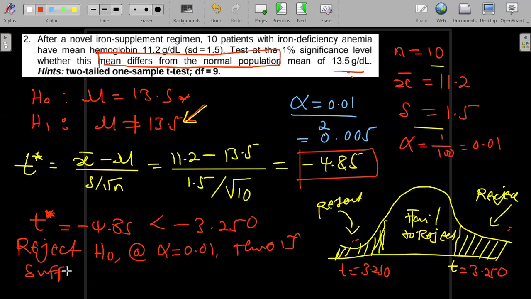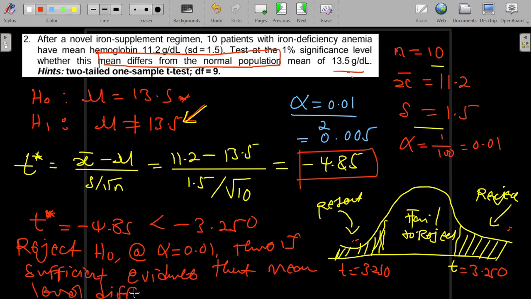Reject the null hypothesis and conclude that at a significance level of 0.01, there is sufficient evidence that the mean level differs from the normal population mean. Okay, that's how we conclude there. So we are done with question 2.